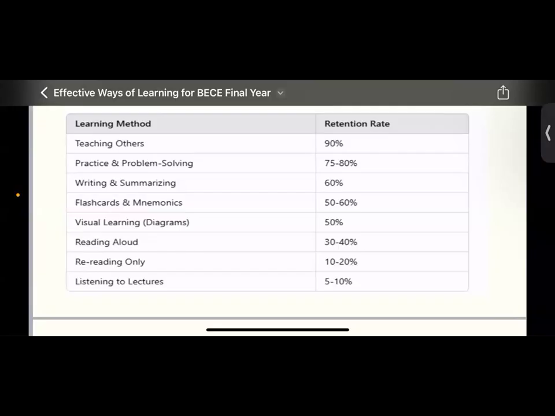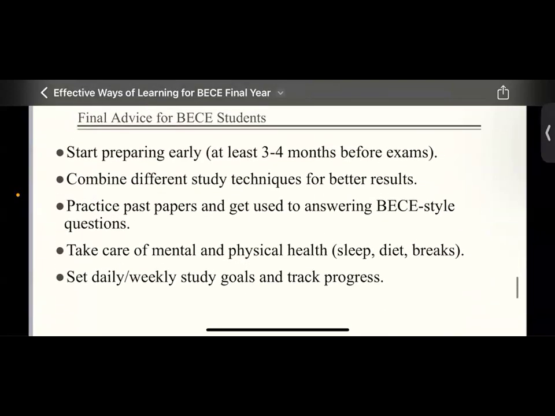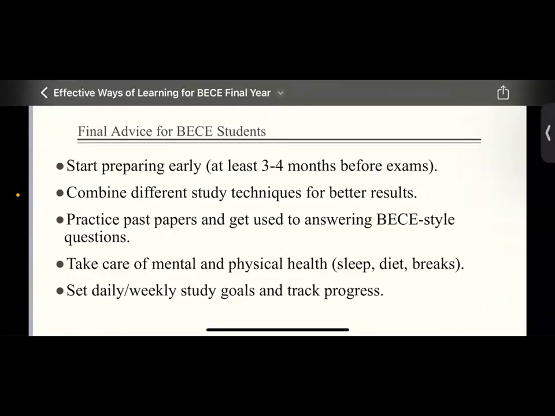Reading aloud, 30 to 40. Make sure as you are reading aloud, you are also summarizing it. Then rereading only will give you 10 to 20%. Listening to lectures will give you just 5 to 10%. And that will bring our final advice: start preparing early, at least 3 to 4 months.